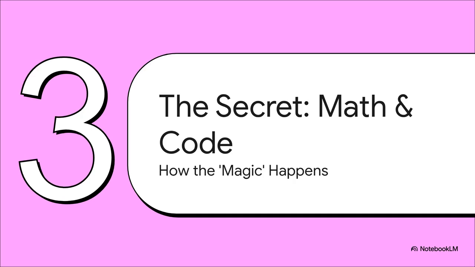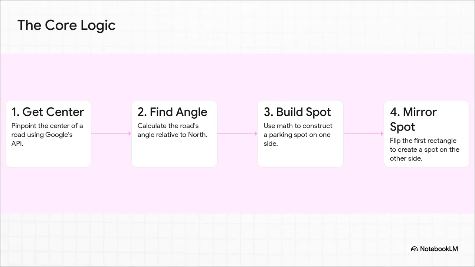Okay, so let's get into the weeds a bit, because this is where the magic happens. How in the world does a piece of code look at the middle of a street and just draw a parking spot next to it? Well, it's not magic at all. It's just math. On a high level, the whole logic is kind of like a recipe. First, you pinpoint the center of the road. Easy enough. Next, you figure out the street's angle, which way it's pointing. Once you have that, you can use math to build a perfectly aligned rectangle on one side, and then you just mirror it to get the other side.